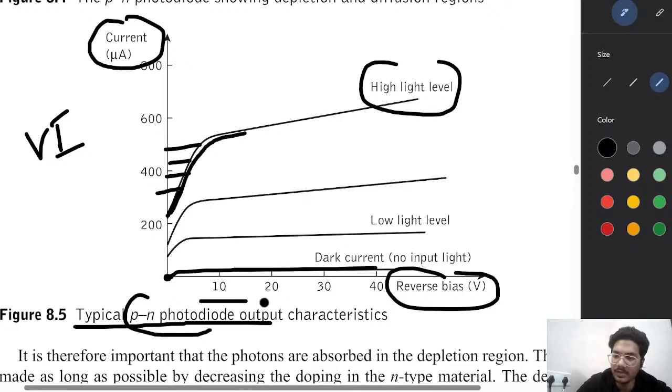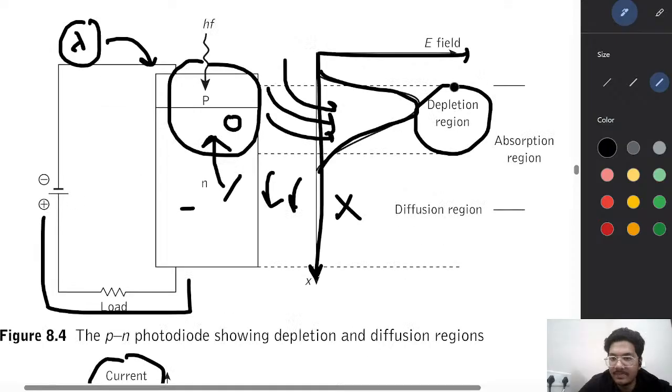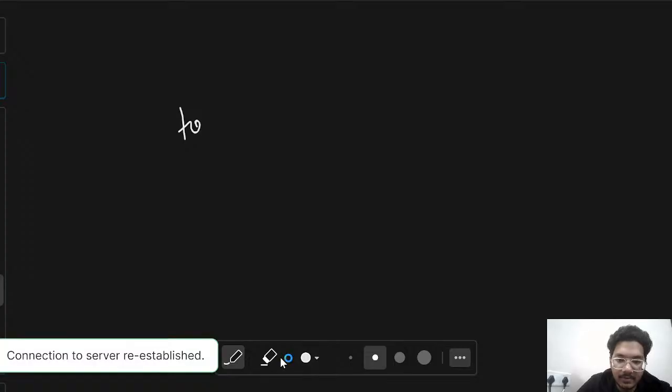Then we move forward to the depletion region width and device performance, which we also have to discuss.